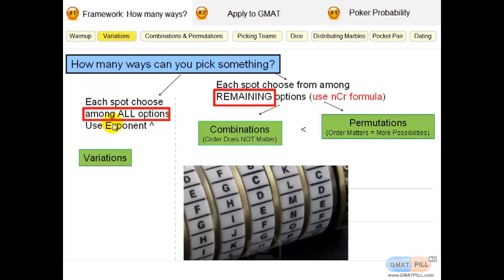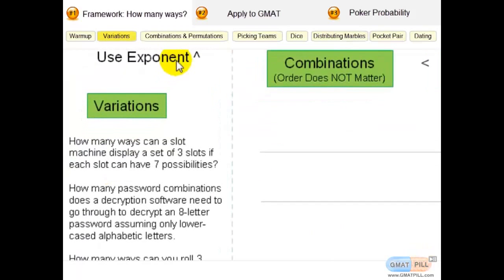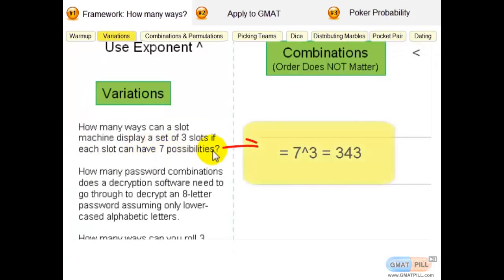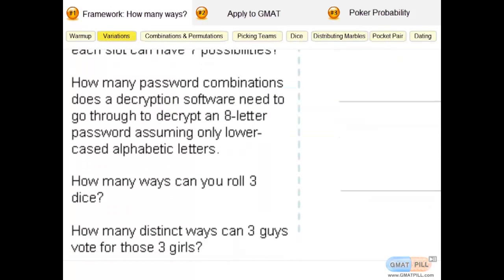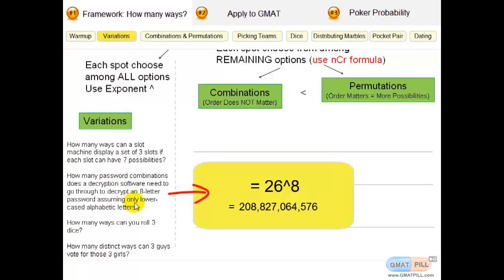And this is true for passwords. This is true for slot machines. So here are some examples. With variations, you use the exponent calculation. And as I said before with slot machines, if you have 3 slots and each slot has 7 possibilities, well, that's basically 7 to the 3rd power. And the same thing with passwords. If you have to decrypt an 8-letter password assuming only lowercase alphabetic letters, A to Z, that's 26. And since there's 8 letters, that would basically be 26 to the 8th power.